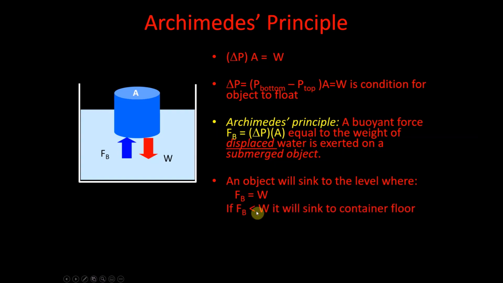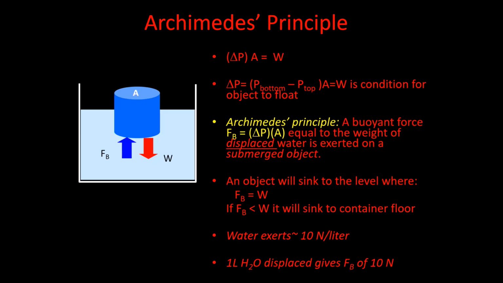If Fb is less than the weight, then the buoyant force is insufficient to hold up the object, and it will sink to the floor of the container, or the seabed, or whatever body of water it happens to be in. Just as an aside, water exerts about 10 newtons of force per litre. So for every litre of water you have, you're getting an extra 10 newtons of force. So that means 1 litre of water displaced in this case will give a buoyant force of about 10 newtons.